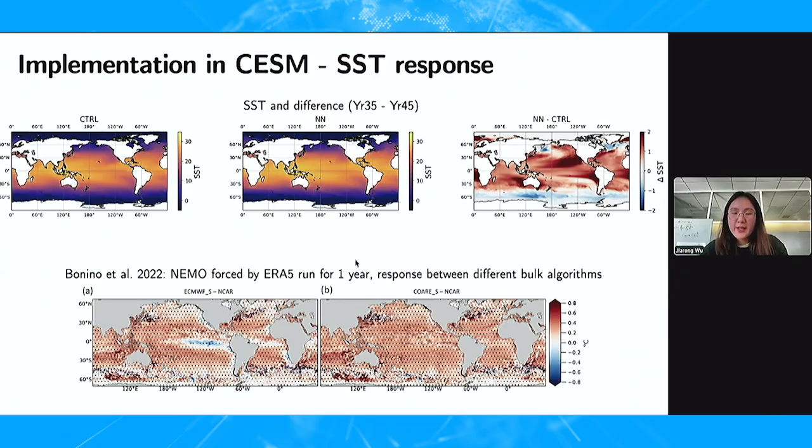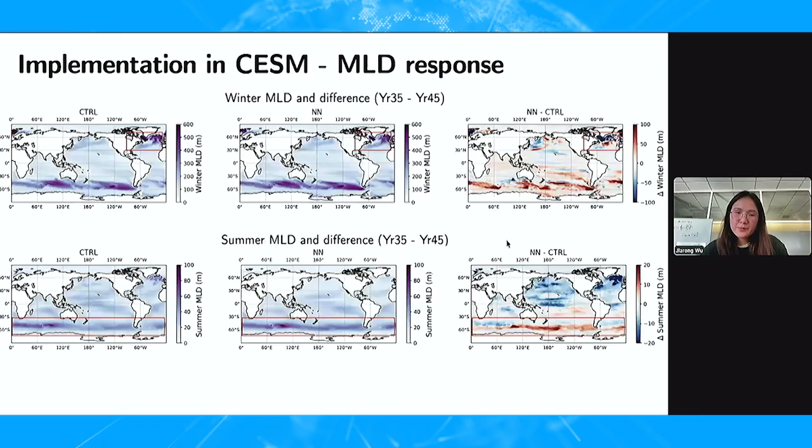But it could be that in this Bonino 2022 paper, it was only run for 1 year and it's forced by ERA5. And here we have run the simulation for much longer and in a fully coupled climate model. And this is the winter mixed layer depth change.